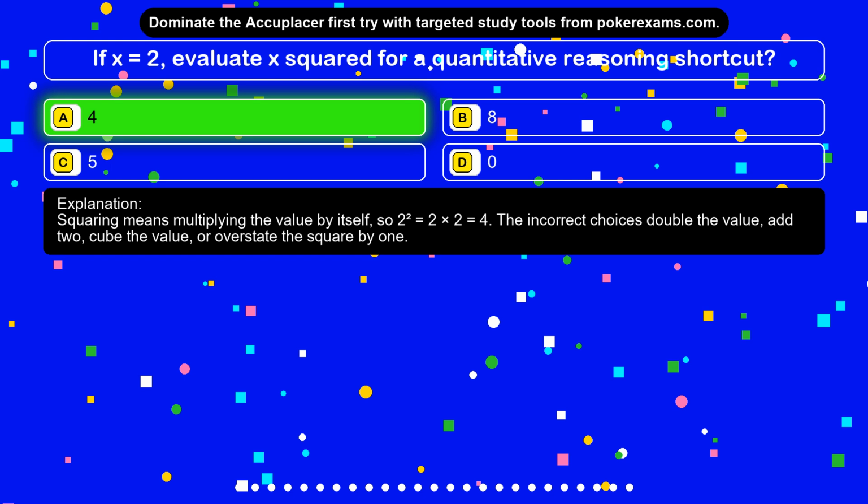Squaring means multiplying the value by itself, so 2 squared equals 2 times 2 equals 4. The incorrect choices double the value, add 2, cube the value, or overstate the square by 1.